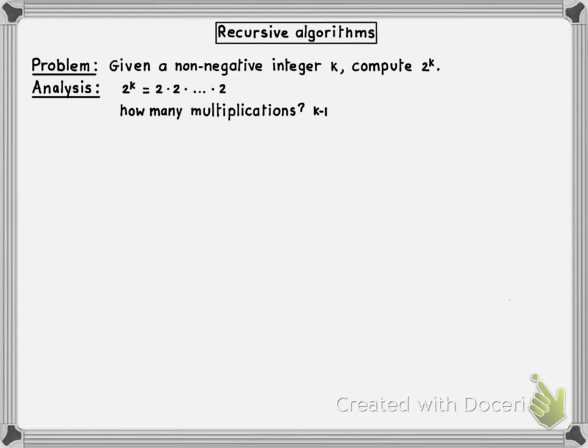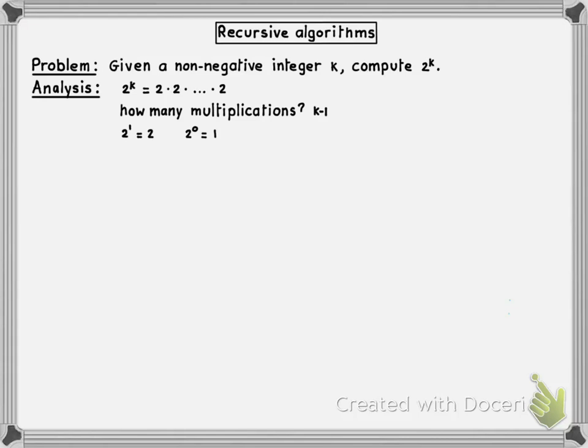Now let's look at some special values for k. When k is equal to 1, 2 power 1 is 2. Notice there are no multiplications in this expression, just one occurrence of 2. And when k is equal to 0, 2 power 0 by definition of the exponential function is 1.